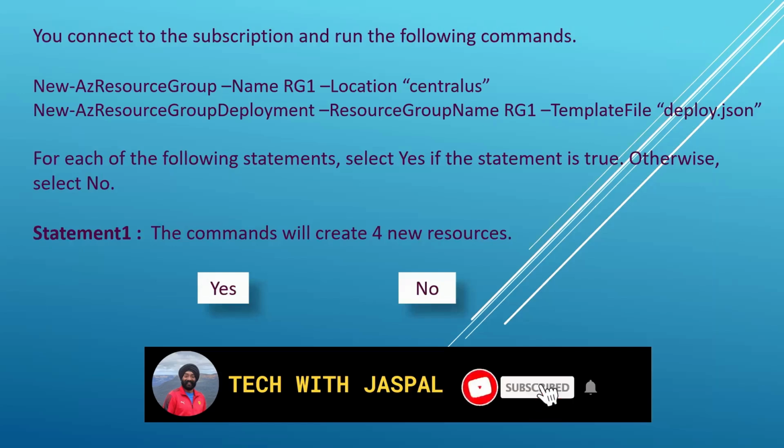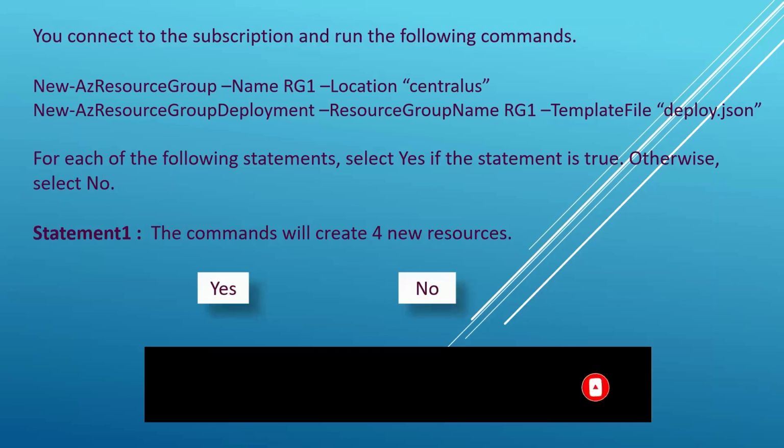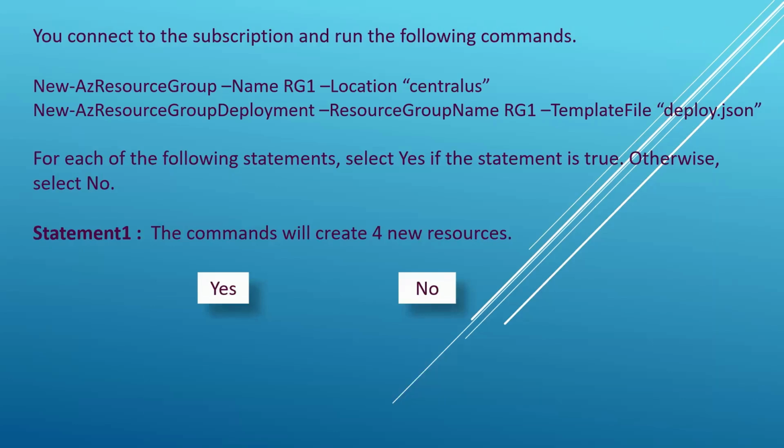You connect to the subscription and run the following commands. The first command is New-AzResourceGroup -Name rg1 -Location centralus. And the second command is New-AzResourceGroupDeployment -ResourceGroupName rg1 -TemplateFile deploy.json. So in the first command, you are trying to create a resource group. Then in the second command, you are trying to do a deployment using the deploy.json template, which we just saw, and it's going to create the resources in the resource group rg1, which was created in the previous step.